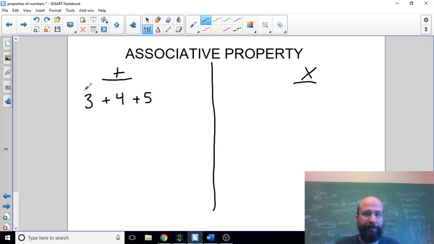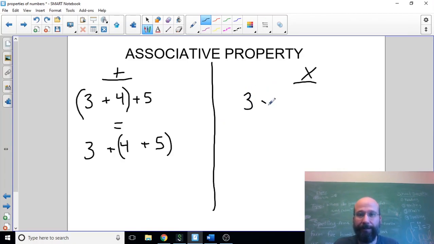if we have a group here, 3 plus 4 plus 5 is the same as 3 plus 4 plus 5, right? The change in the parentheses with addition doesn't change your answer. This is called the associative property of addition. Change in the parentheses doesn't change the answer. This is the same as this.